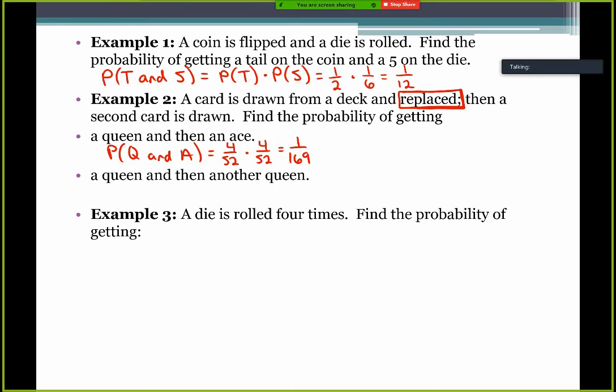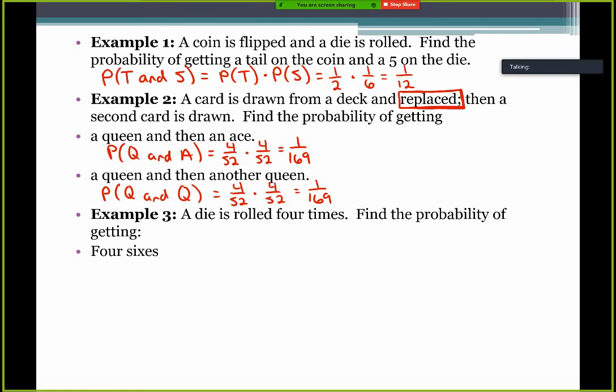Then the second one, really not a lot different. Queen and a queen. 4 queens in the deck. Keyword is that I'm replacing. So when I go to draw that second card, there are still 4 queens in the deck. There are still 52 total cards. So you have to make sure, I know we've talked the last couple of classes, that even one word can really change our probabilities. Even one word.